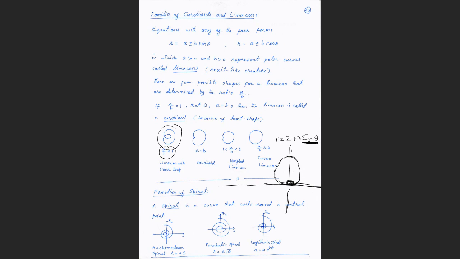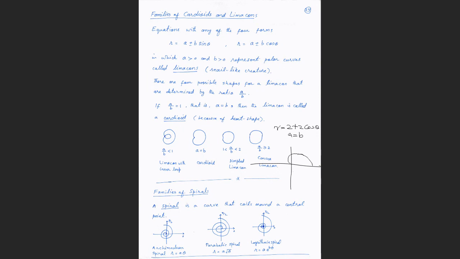When a and b are the same, then it is the cardioid. Cardioid means heart shape. For example, you can say r is equal to 2 plus 2 cosine of theta. a is equal to b, right? So you can say this is the heart shape. If r is equal to 2 plus 2 sine of theta, this will be the shape. Just see the difference between sine and cosine. Cosine means x-axis, and sine means y-axis. So this is the difference. Don't confuse it with the graphs of sine and cosine.